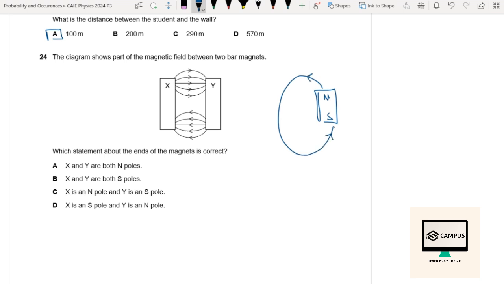So we can safely say that X is the North Pole and Y is the South Pole, because the field lines are terminating on it. So X is the North Pole and Y is the South Pole. So the 24th right answer is C.